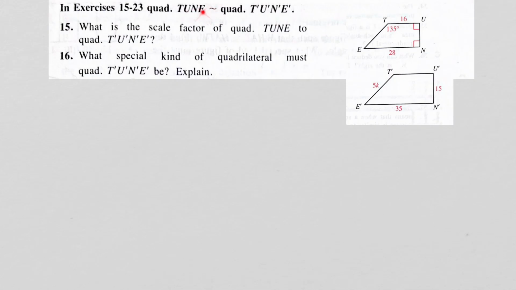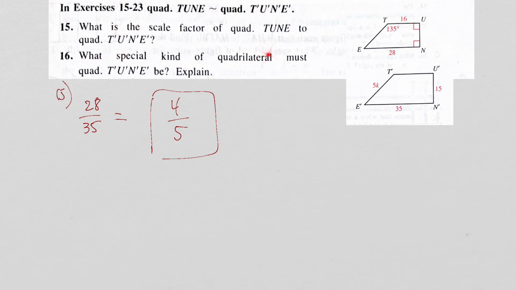Because we know that these 2 quadrilaterals are similar to each other, find 2 corresponding sides. And so 28 corresponds to 35, so the scale factor is 28 to 35, which you reduce by dividing by 7, so you get 4 to 5. This is number 15.